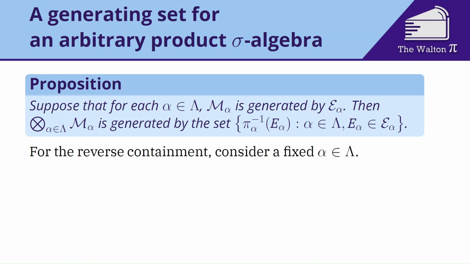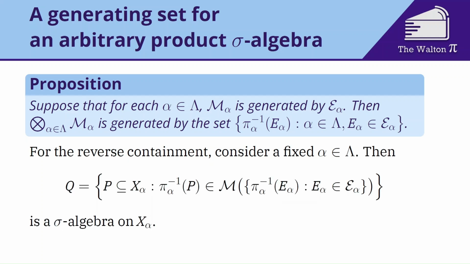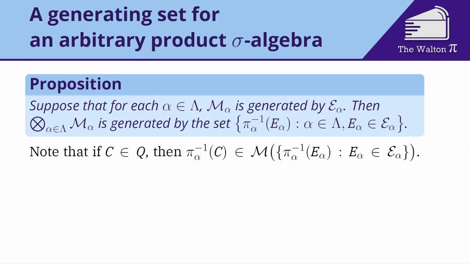Okay, so consider a fixed alpha in our indexing set. Then we can say that Q, where Q is defined to be the set of all subsets P of X alpha where the preimage of P is an element of the sigma algebra generated by just the elementary family, is going to be a sigma algebra on X alpha. Okay, so now if we have C coming from Q, then the preimage of C is an element of the sigma algebra generated by just our elementary family.